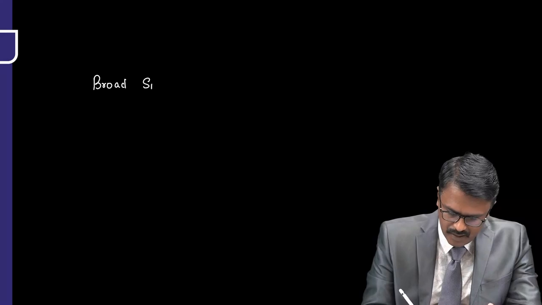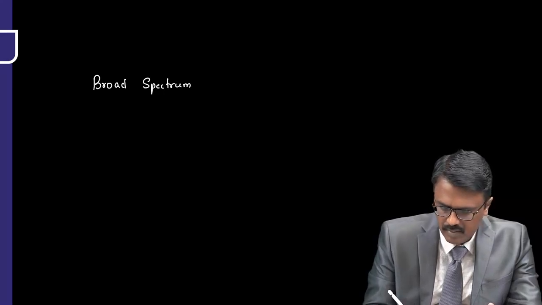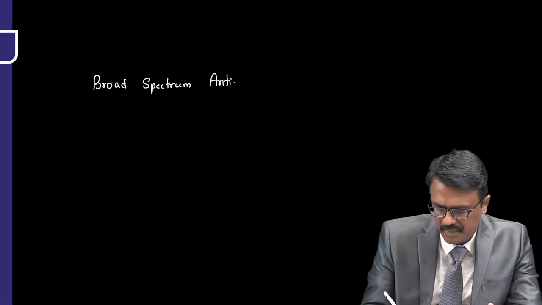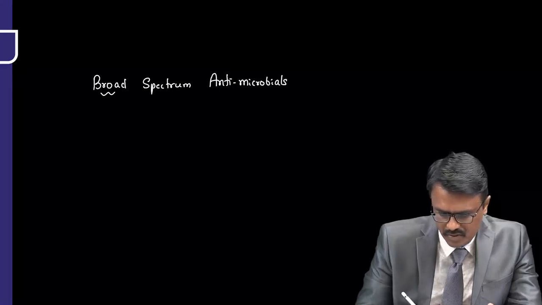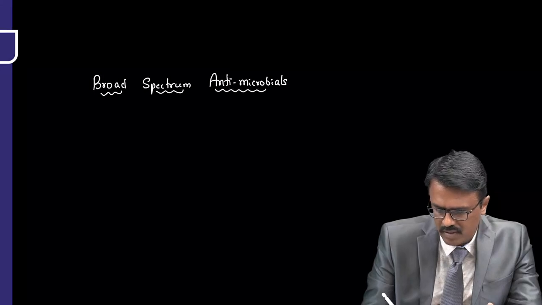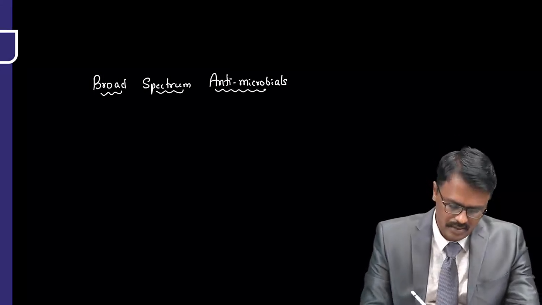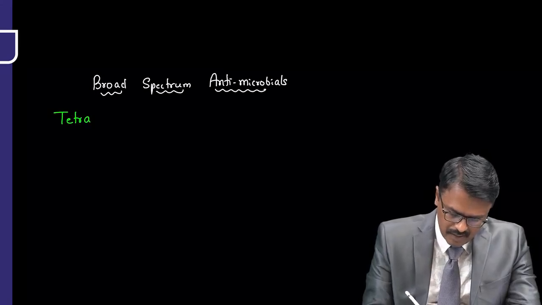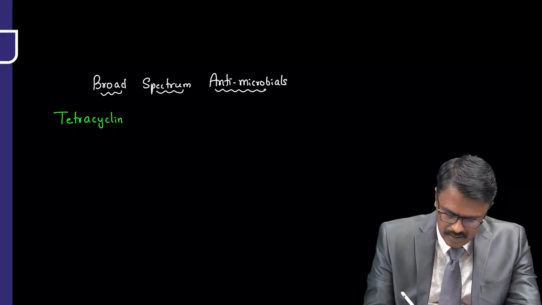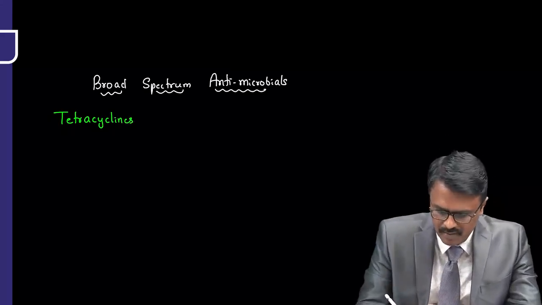So once we understand the general aspect of protein synthesis inhibitors, let us go to the most important drugs, tetracyclines and chloramphenicol. They are called as broad spectrum antimicrobials. So in that first one we are going to discuss, and the name of that is tetracyclines.